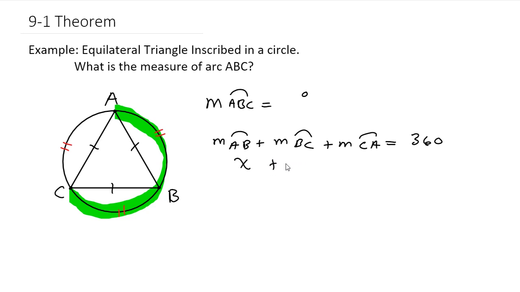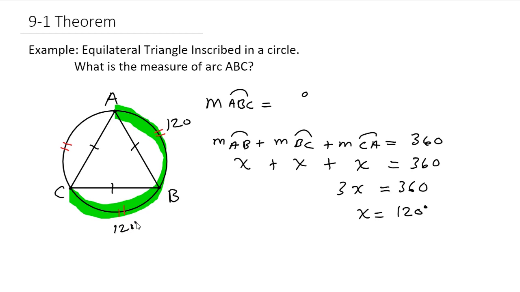Because they're all the same, if we say that this arc is x, then the measure of arc BC should be x also, and the measure of CA should be x as well. So 3x should be equal to 360, which means that x should be 120, meaning that each one of those arcs has a measure of 120 degrees. So this is 120, this is 120, don't forget the degrees, and this is also 120. So the measure of the arc from A that goes through B and ends at C is 120 plus 120, 240 degrees.